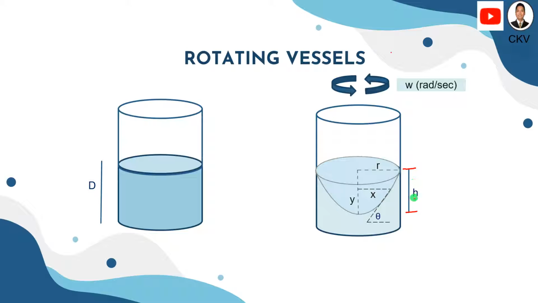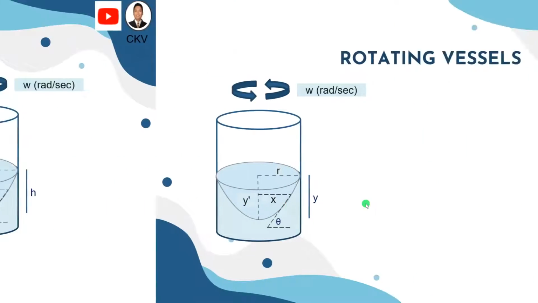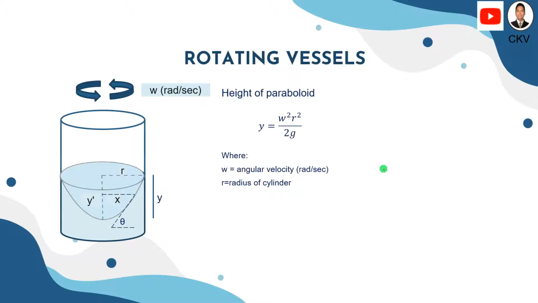So to determine this depth of this paraboloid that is formed by the liquid surface, we can solve that using this solution. We have y equals w squared r squared over 2g. w is the angular velocity, which is in rad per second. r is the radius of the cylinder, and g is the acceleration due to gravity.